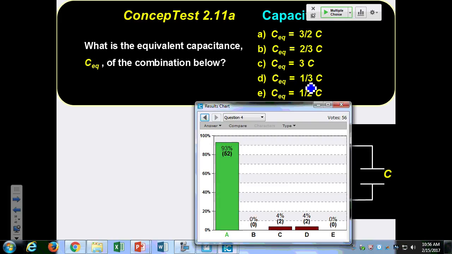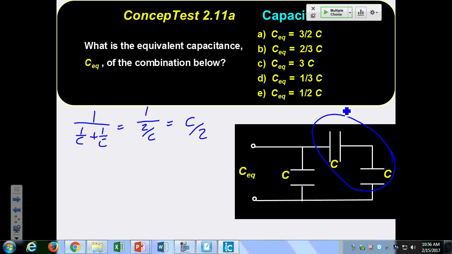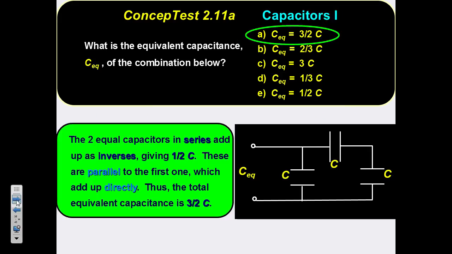All right, so look, I do this first. I have 1 over C plus 1 over C, that's 2 over C, so the combination is C over 2. And then I have 2 capacitors in parallel, C over 2 and C, and the combination of those is going to be 3 halves C. You'll certainly have some questions like that on the test in a couple of weeks.